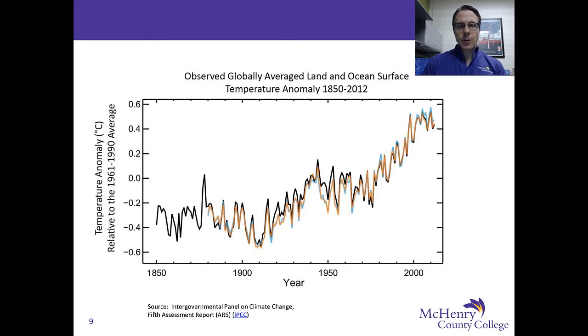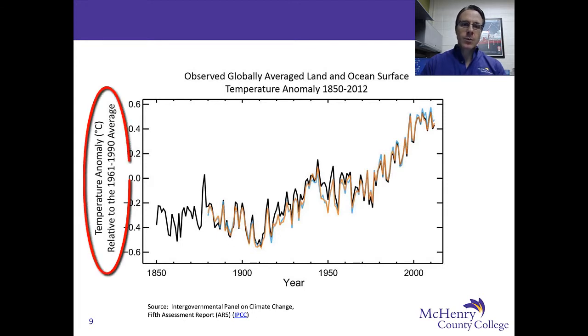This next section of the presentation has a lot of graphs and charts in it, and they're all taken from the IPCC's AR5. The first one I want to explain and get into is the observed globally averaged land and surface temperature anomaly from 1850 to 2012. Notice on the y-axis we have temperature anomaly in degrees Celsius relative to the 1961 to 1990 average.